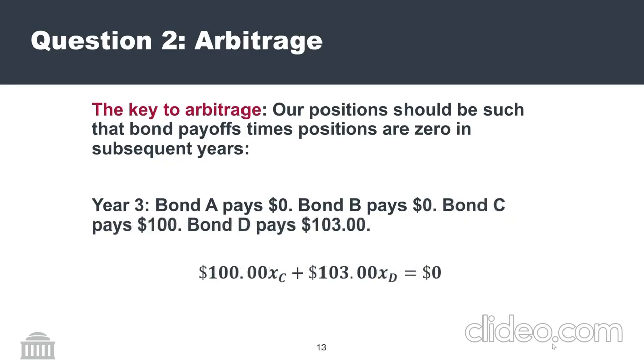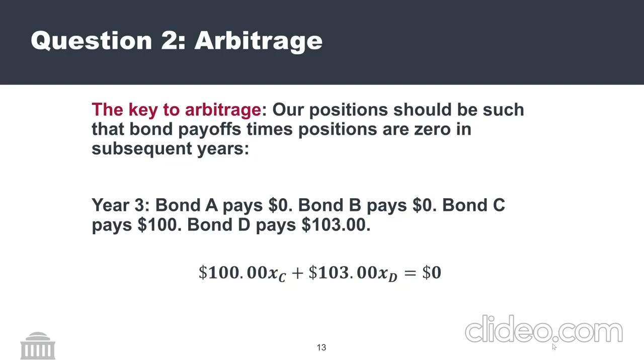Finally, for year 3, at that point in time, bond A already matured, so it pays nothing. Bond B also matured, so it pays nothing. Bond C pays its face value, so $100. And again, recall that this is a 0% coupon bond.